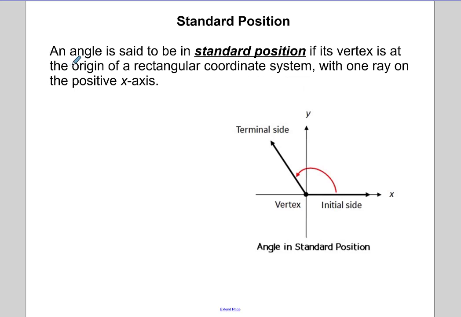An angle is in standard position when the vertex is situated at the origin on a rectangular coordinate system. One ray is going to be on the positive x-axis side. That's our initial side. And when we rotate an angle in standard position, that would be counterclockwise, and the terminal side is the ending ray.